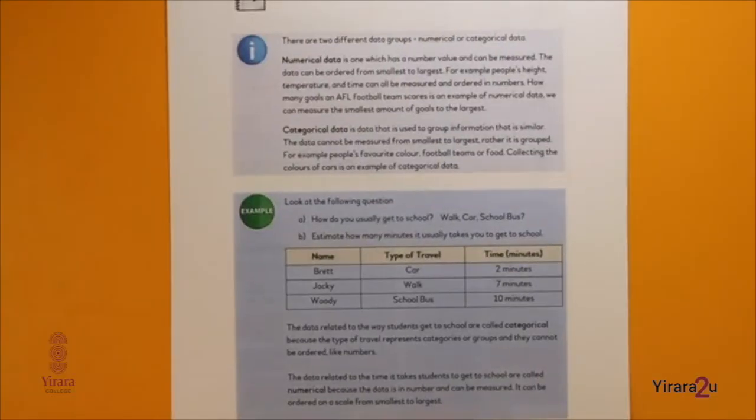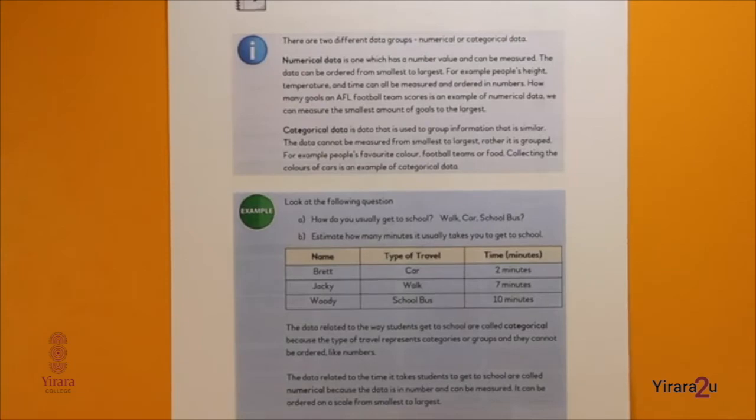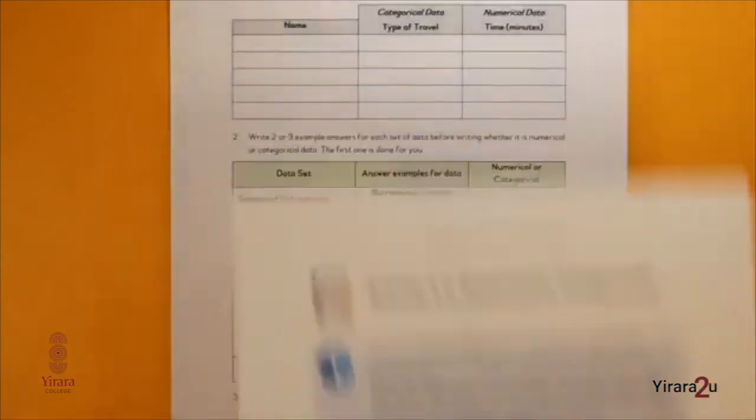But what it doesn't tell us is how far each of those 3 guys travelled. What if we don't know how far away from the school Brett was, or Woody was, or Jackie was?